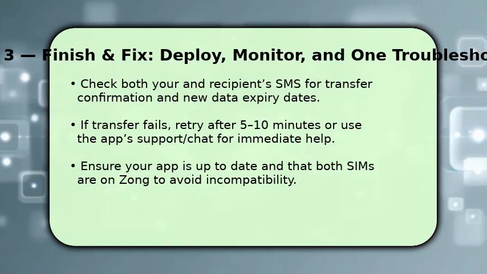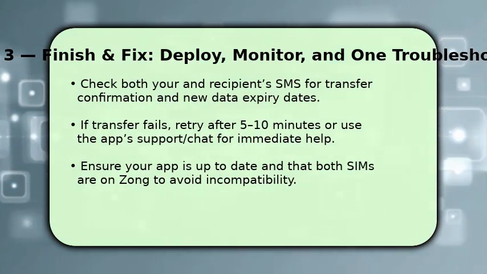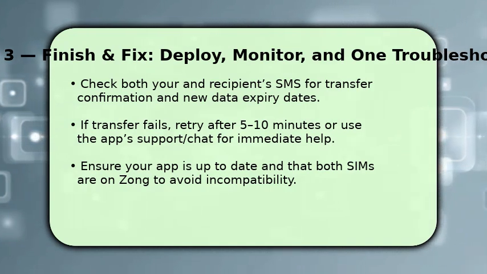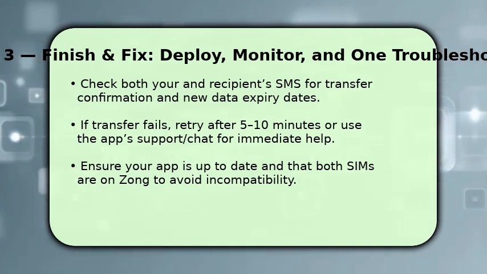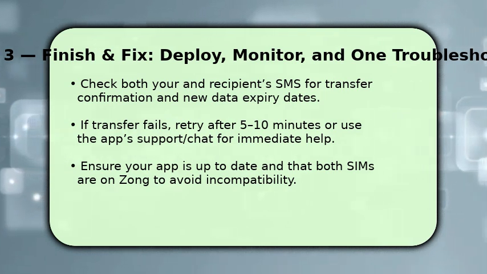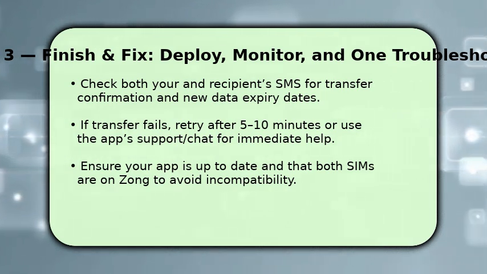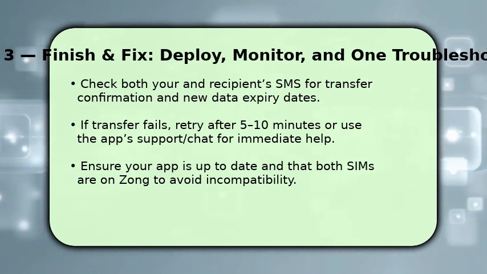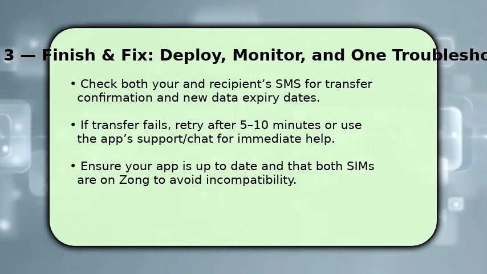Finish by verifying confirmations. You and the recipient should each receive an SMS with the transferred amount and new expiry, so check both phones. If the transfer fails, wait 5 to 10 minutes and retry the exact steps. Transient network or balance checks often resolve in that window.